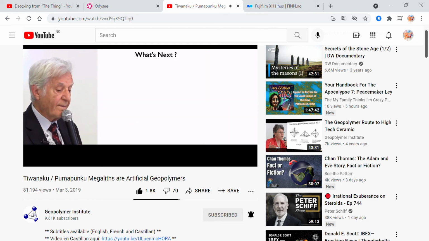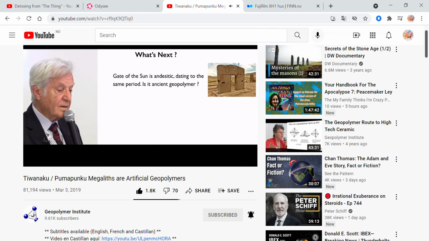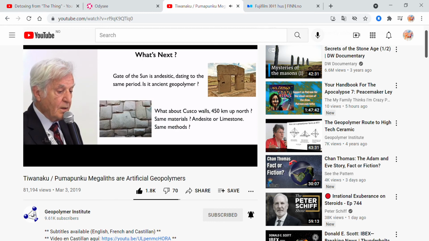What next? The Gate of the Sun is andesitic, dating to the same period. Is it ancient geopolymer? What about the Cusco walls, 450 kilometers up north? Are they of the same material? Is it andesite or is it limestone? We see that they are both. Are they using the same method? We don't know. We have not studied it. But these are only questions.